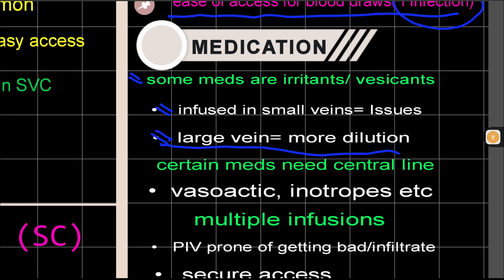You know what I mean? So a large vein equals more dilution. The SVC and IVC, the superior vena cava and the inferior vena cava, are definitely among the largest veins in the heart. And you want to use those veins in delivering a high amount of volume or fluids to your patients.